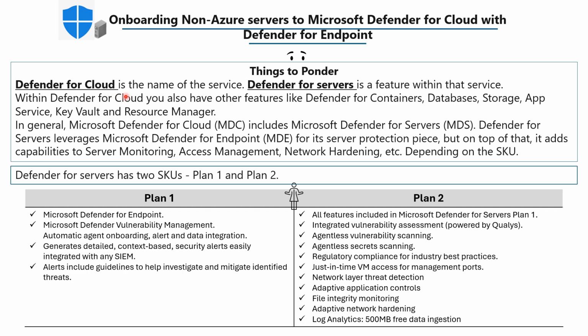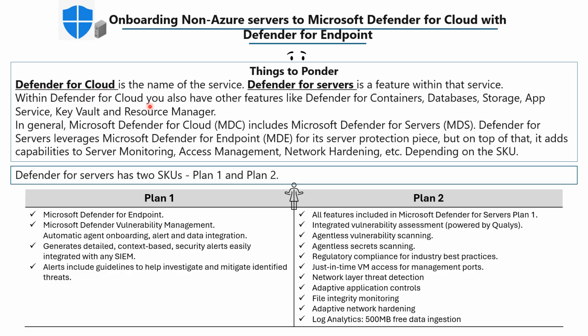Defender for Cloud is the name of the service, wherein Defender for Server is a feature within the service. And Defender for Endpoint is the agent which we deploy on the end devices, I mean the servers. That way it communicates to Defender for Cloud.